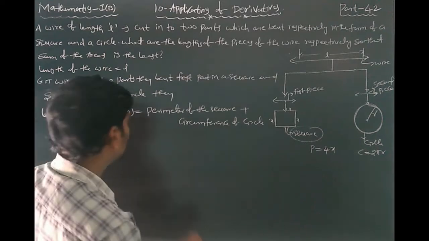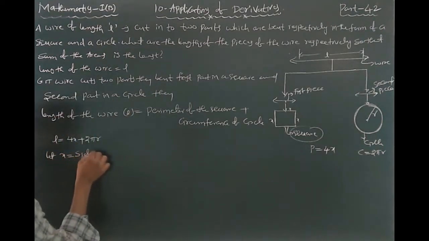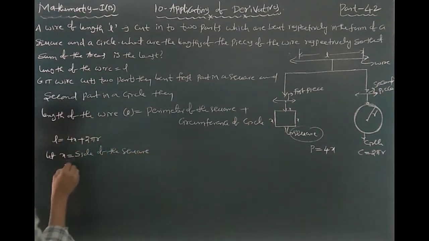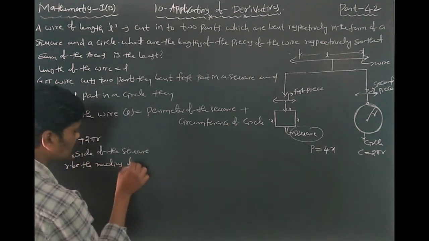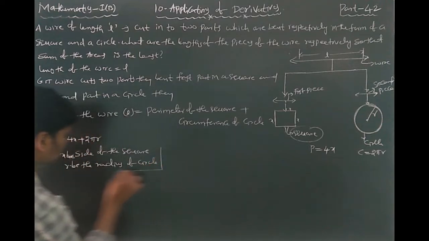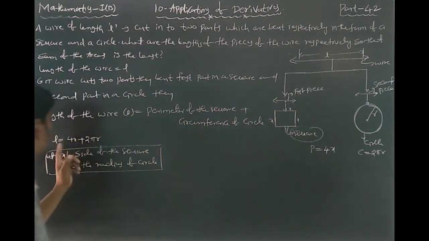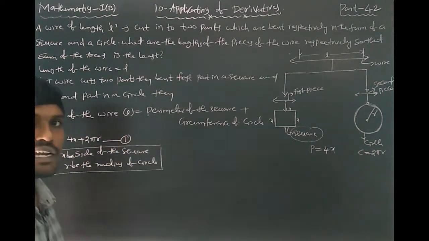Here you can write: let x be the side of the square and r be the radius of the circle. These two are very important points from the figure. Here L equals 4x plus 2 pi r. Call this equation 1.